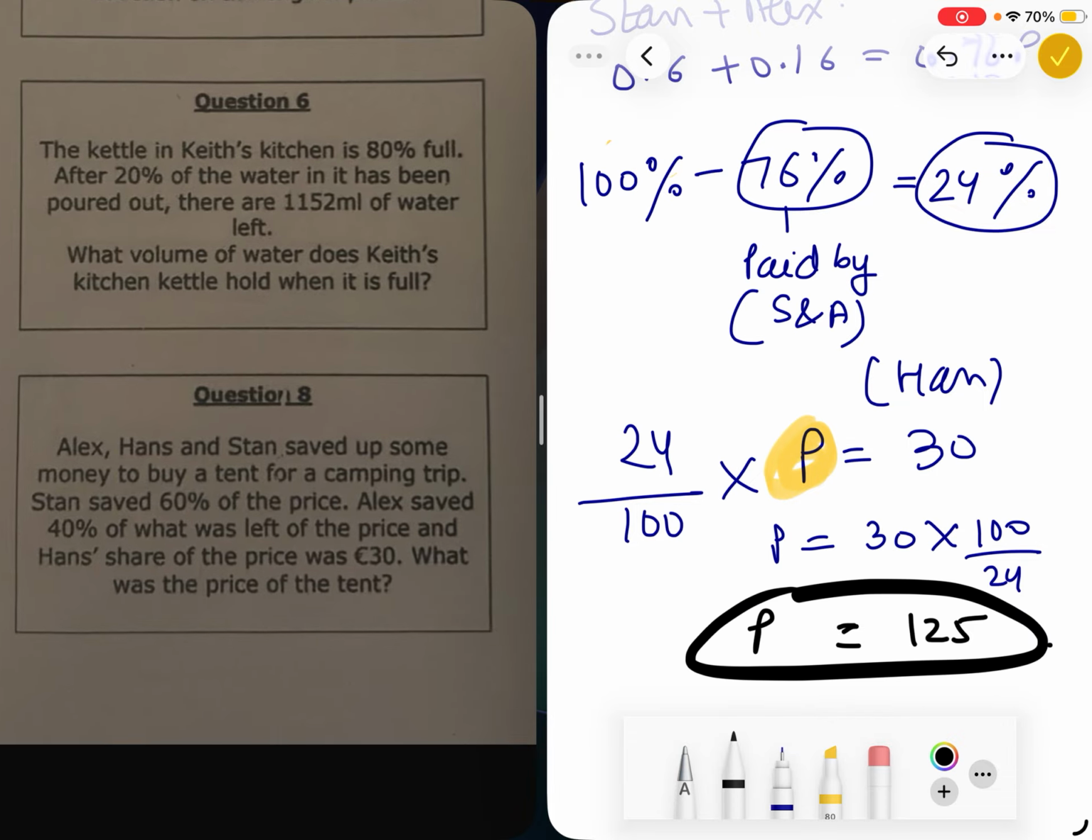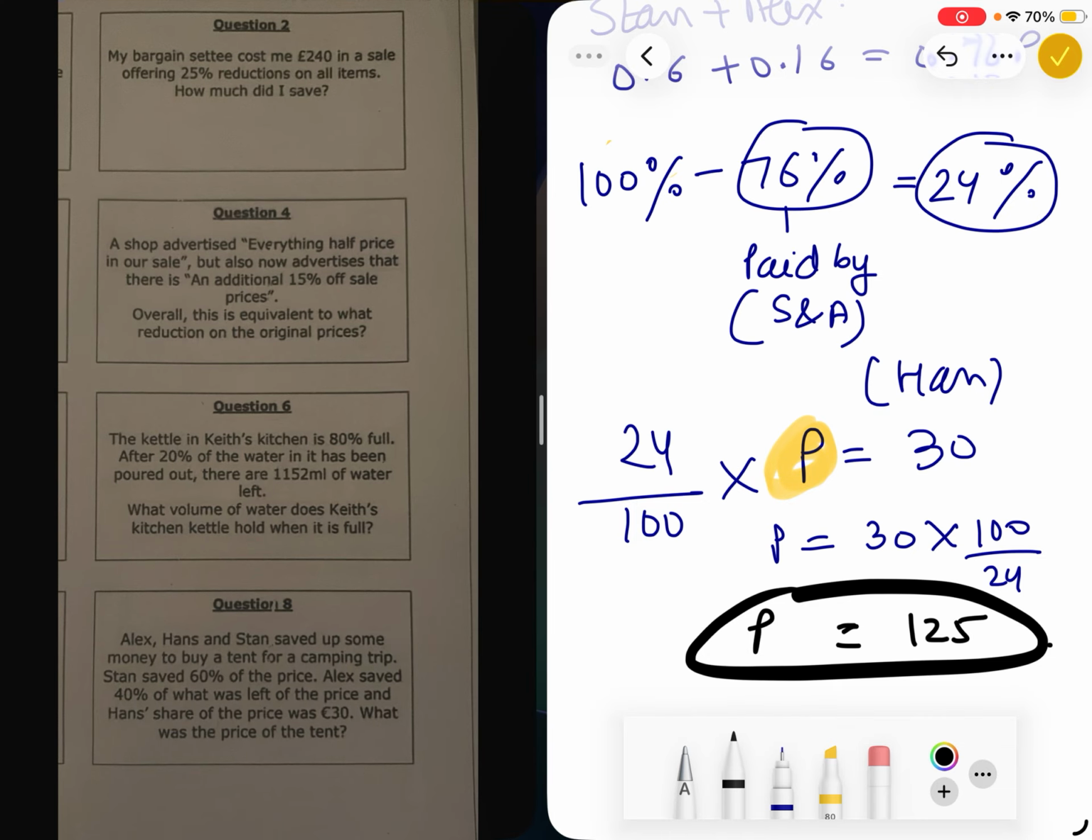Okay, is that clear? So these 4 questions were important. You can rewatch the video if you have any difficulty understanding any of the steps.